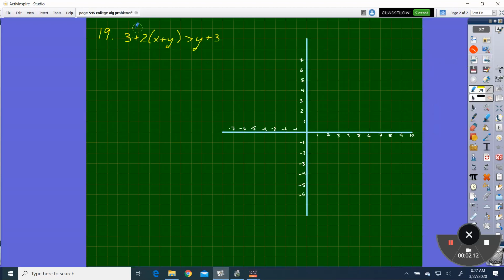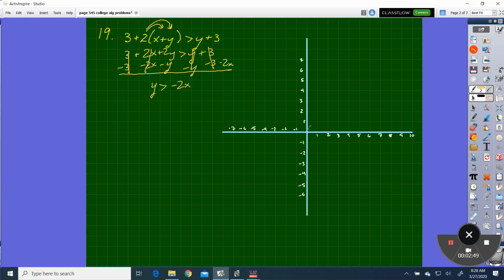Now the next one. This has y's and x's everywhere. So what we're going to do is simplify it. So we're going to distribute the 2 in. So I have 2x plus 2y. I still have that 3 greater than y plus 3. So I'm going to minus the y over to here. I'm going to minus this 3. So that's gone. And then I minus 3 over here. Well, that goes away as well. And then I minus the 2x from each side. So that's gone. 2 minus 1 is 1. That's gone, that's gone, negative 2x.